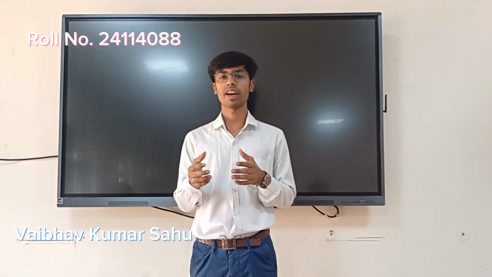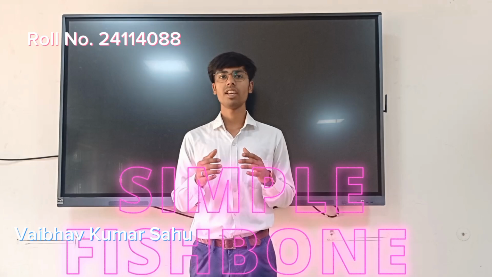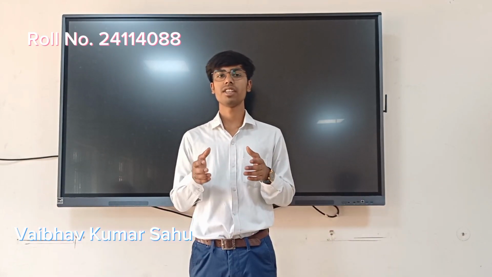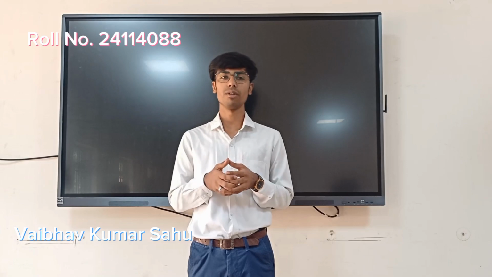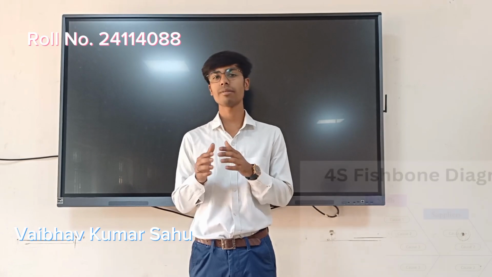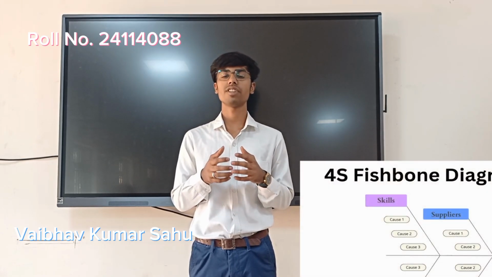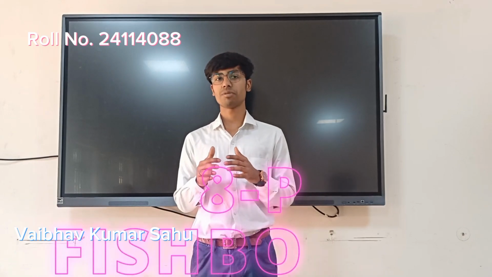There are 4 kinds of fishbone diagram. Type 1, the simple fishbone diagram. The standard fishbone diagram is the most basic and widely used version of this problem solving tool. Type 2, the 4S fishbone diagram. The 4S fishbone diagram is a streamlined version of the traditional fishbone diagram. Type 3, the 8P fishbone diagram.